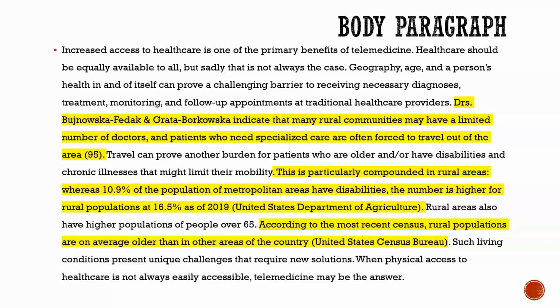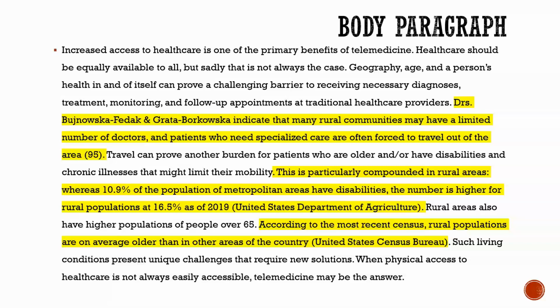So I've added another piece of supporting evidence here. I am building a chain of reasoning. I am showing that there are multiple barriers for people to receive physical health care regularly. It might be because they live in a rural area that doesn't have enough doctors. It might be because travel options are limited to them because of chronic illnesses or mobility or age. And then I'm showing that that gets even worse when you live in a rural area and you have limited access to transportation for whatever reason.